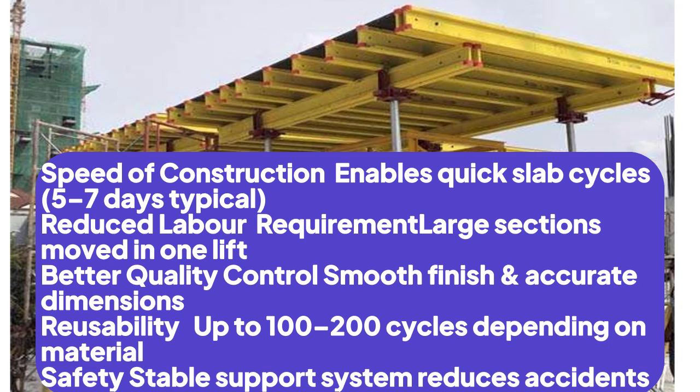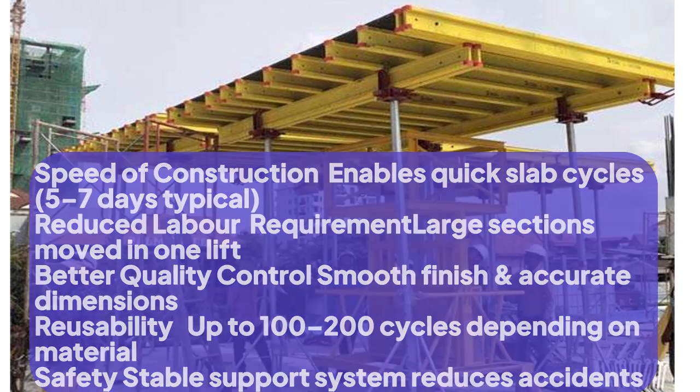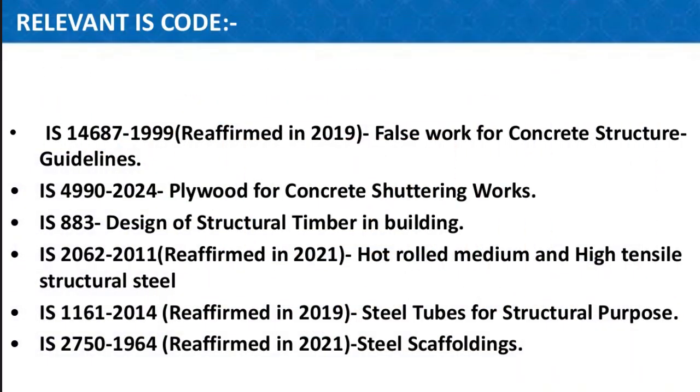The next part is, we need to know the relevant IS code for the formwork. The relevant IS code is first IS 14687:1999, reaffirmed in 2019. That is the falsework for concrete structure guideline. This is the guideline, or the mother of all falsework, the formwork system.